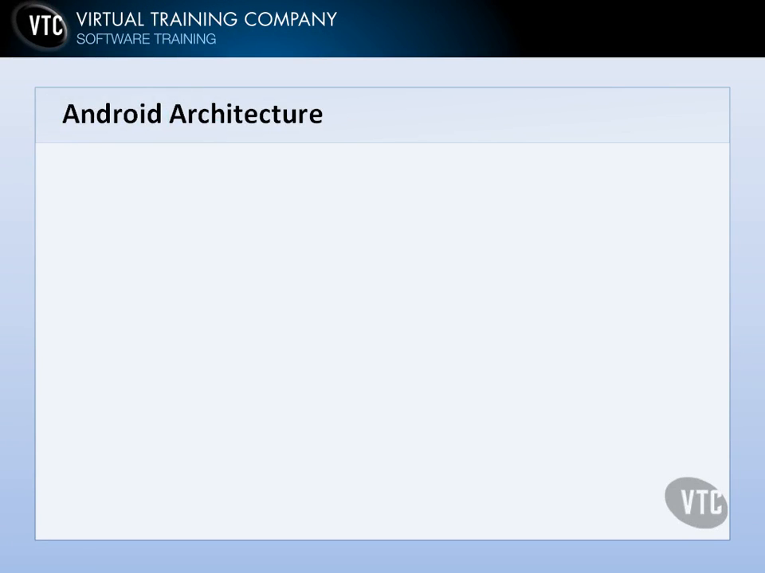In this video, we will introduce Android architecture. Android is a software stack for mobile devices that includes an operating system, middleware, and key applications. The mobile Android architecture looks a lot like the service-oriented architecture, or SOA, that's common in server development.